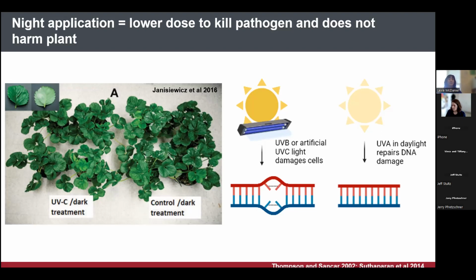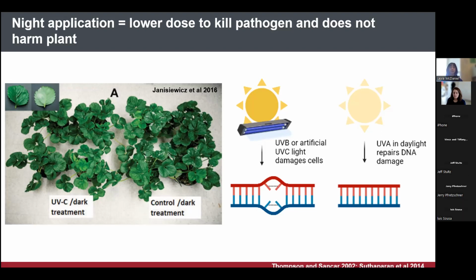Powdery mildews have this robust photolyase mechanism that is driven by blue light or UVA light, which is present during the day. So when naturally occurring UVB or artificial UVC light damages the pathogen, UVA repairs those cells. So when you apply UVC at night, you bypass this light repair mechanism of the pathogen, and that allows for a lower dose that does not harm the plant, but it kills the mildew.